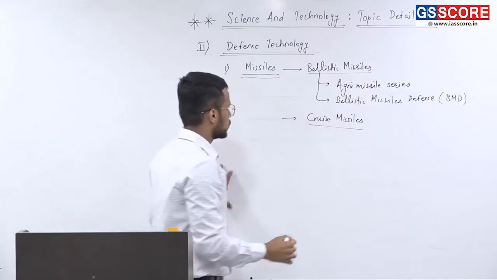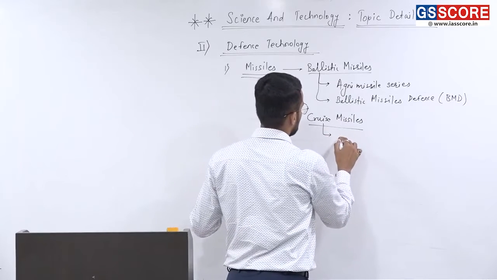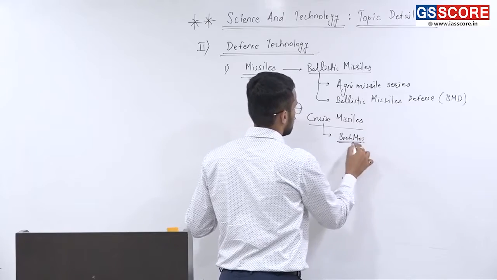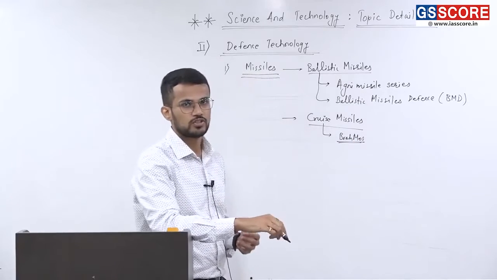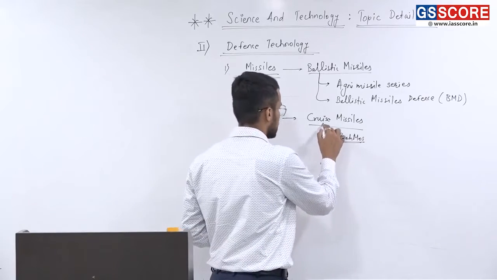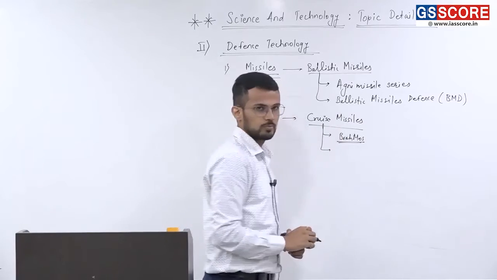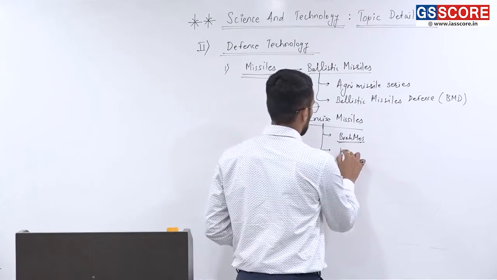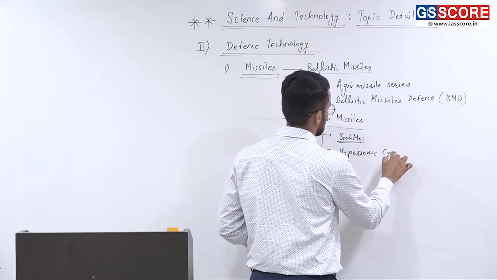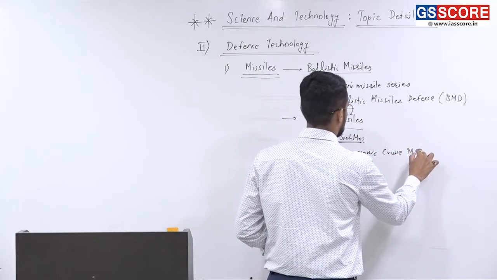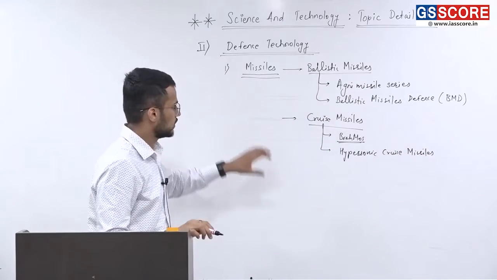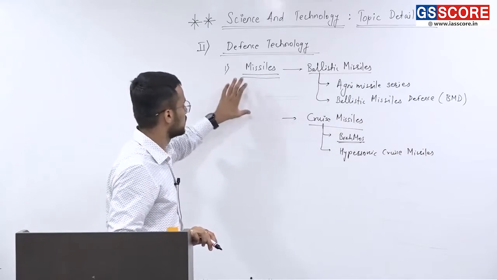Then for cruise missiles, you must be aware of BrahMos missiles, which is a joint venture between India and Russia. Then there are certain recent developments going on in cruise missiles, and those are in the form of hypersonic cruise missiles. Right, so these are two important aspects under missiles.